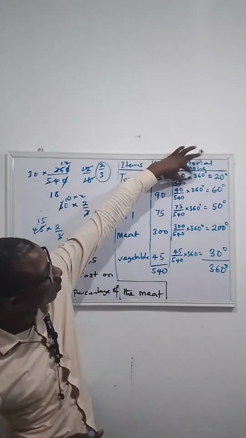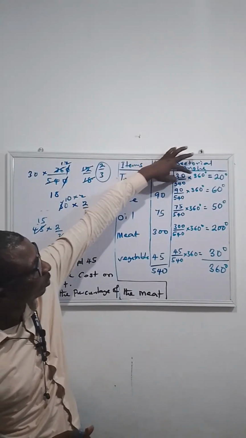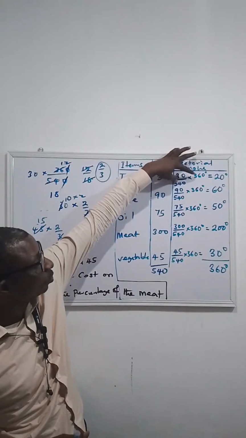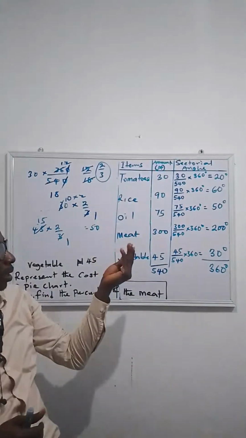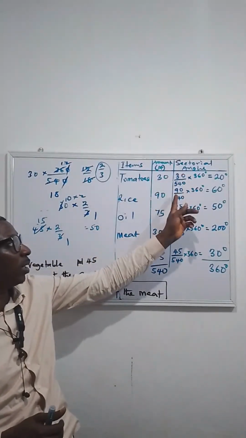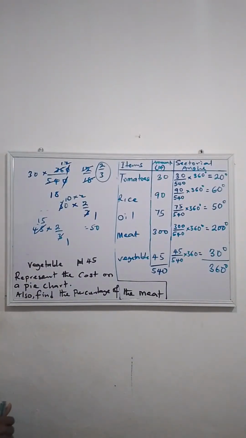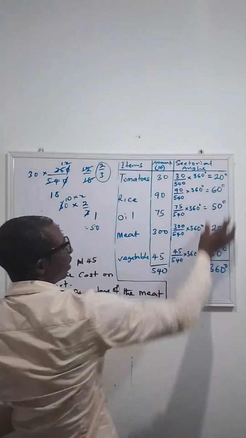So just find a way of simplifying this, since this one is the only one changing the numerator here. So these two will be constant. So you simplify this one to a fraction, just like what we have here, and you begin to multiply the numerator here with that fraction. Okay, so that's how to do that to move faster. All right, so these are the sectorial angles.